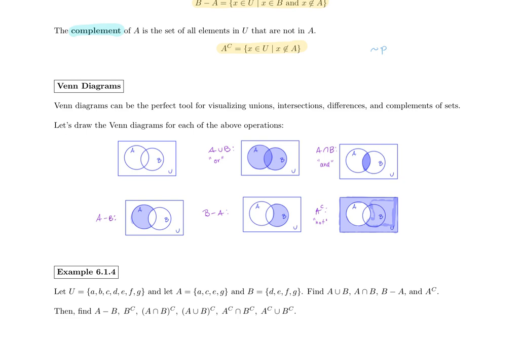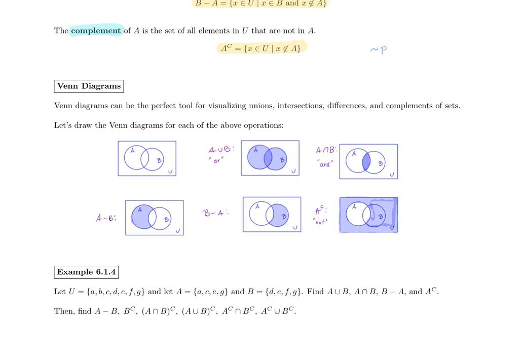If I said A minus B, it means I take all of the elements in A, but remove from set A any elements it shares with B. Likewise, if I did B minus A and found the difference of set B with set A, I would take all of the elements in set B, but remove this little football shape in the middle, any elements that it shares with A.